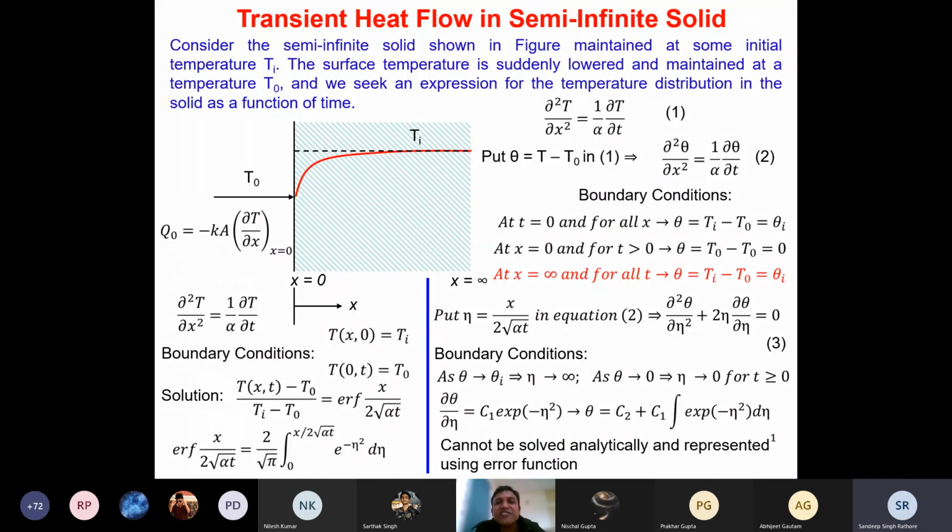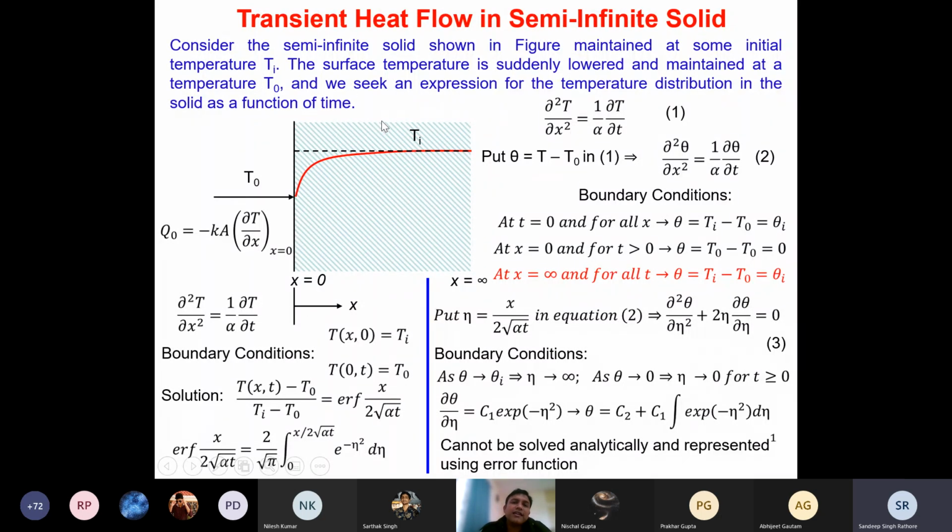This is what is called transient heat flow in a semi-infinite solid. Okay, so this is the equation I had. Remember, that's what I said. Now what we are trying to say here, let's look at the system. Maybe we will continue this in the next class, but I will give you a brief discussion on what we are trying to do here.